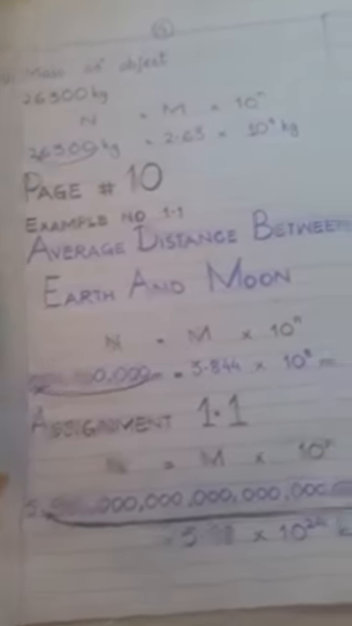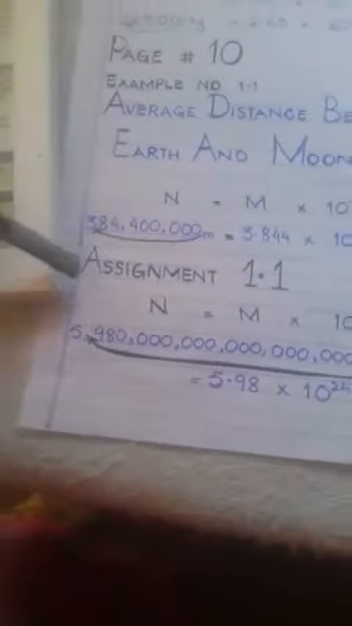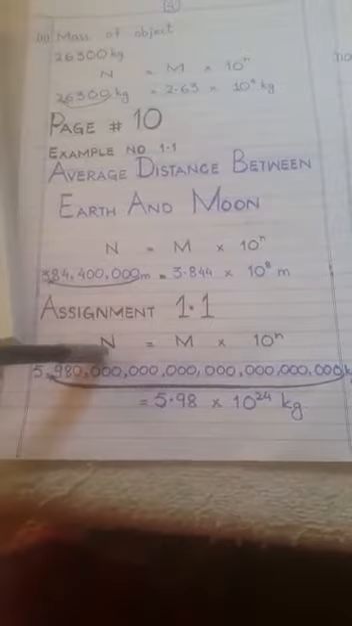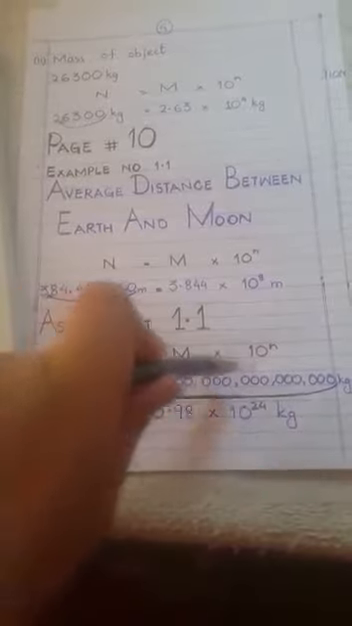And girls, the second one, assignment question number 1.1, is also given on page number 11. Assignment number 1.1 is related to the mass of earth. The mass of earth is equal to this. Write this number in standard form or in scientific notation. The solution of assignment number 1.1 is already given on this page, you can see. And again girls, the same formula will be applied: n is the number in simple notation, m is the mantissa, and 10 to the n.